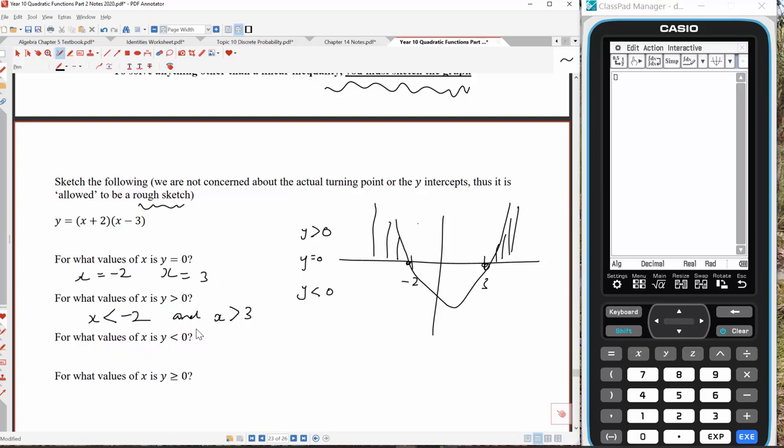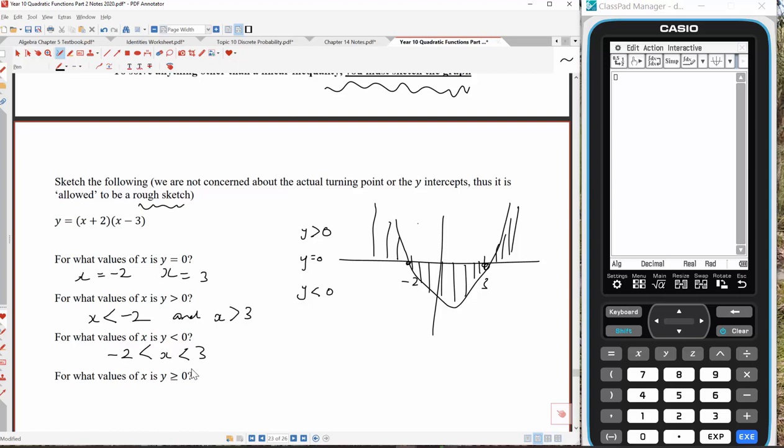For what values of x is y less than 0? It's going to be less than 0 between -2 and 3. We can see that all of the values of y here are going to be less than 0. So we're going to say that it's between -2 less than x less than 3. So for the values of x between these two values here, what we're going to get is y values that are less than 0.